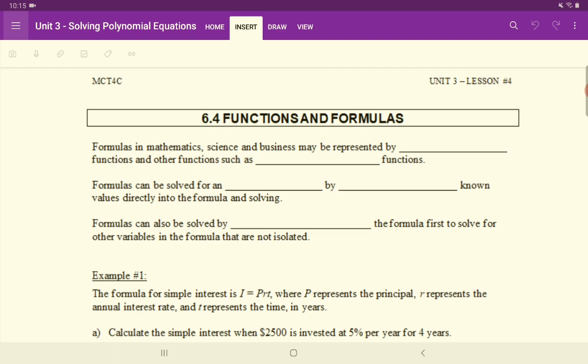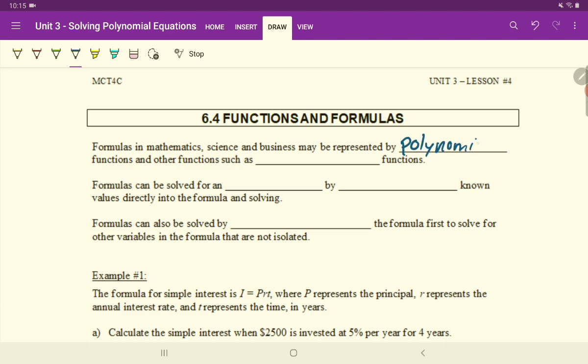All right, so formulas in mathematics, science, and business, we know that they can often be represented by polynomial functions. We also learned in our first lesson of this unit that exponential functions are not a polynomial function, but we know that exponential functions are also often used to model real-world situations in science and business.